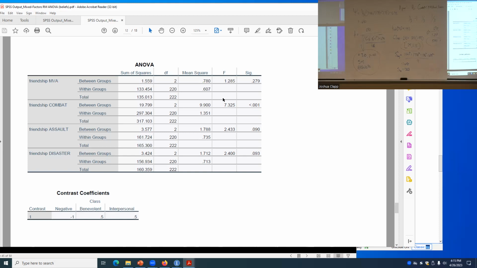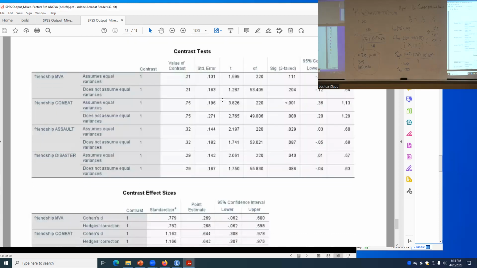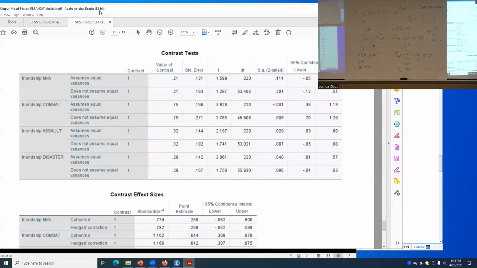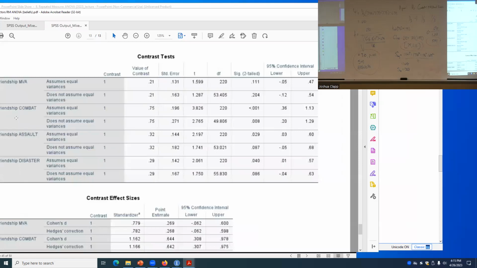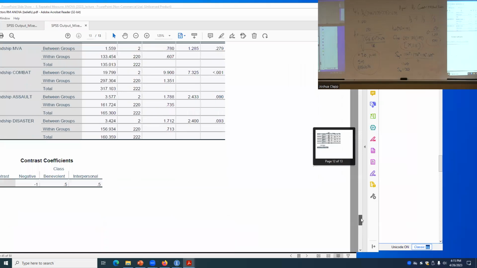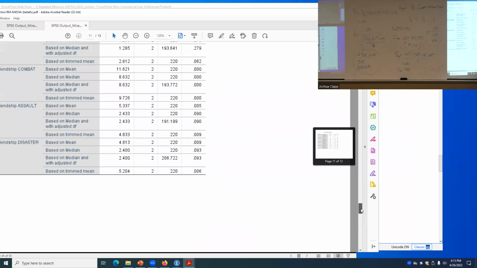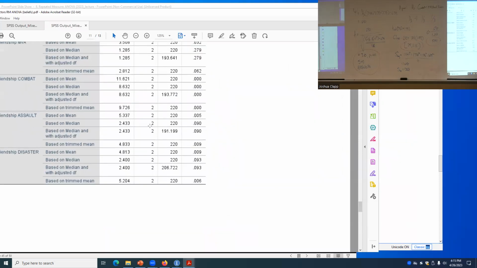So I don't have to grind out contrasts for each one of these, right? But if I go down through and take a look at my output, my contrasts for car accidents, assault, disaster, I can ignore those. The only thing I need to be thinking about here is my combat. Do I assume equal variances for my combat group? Absolutely not. So the same differences there.